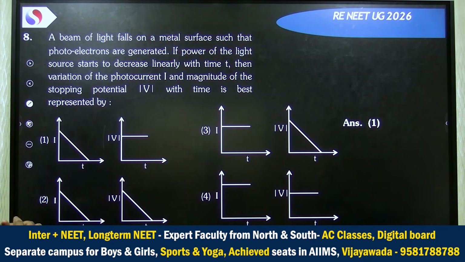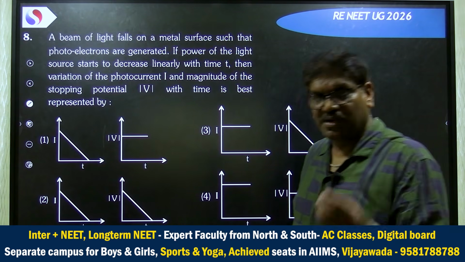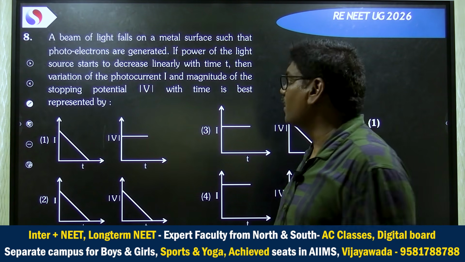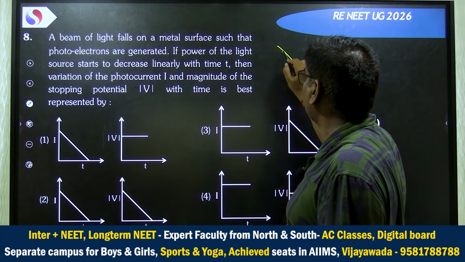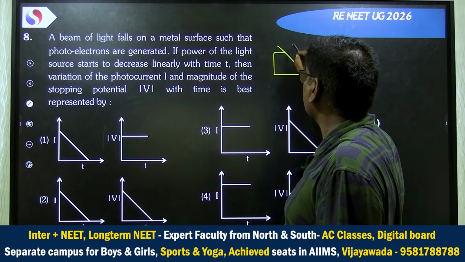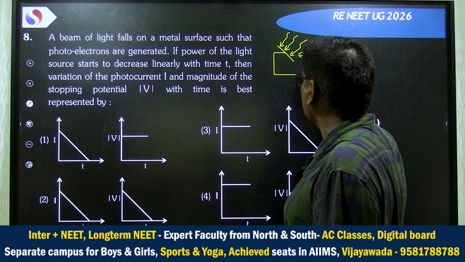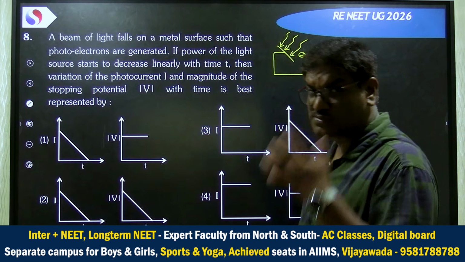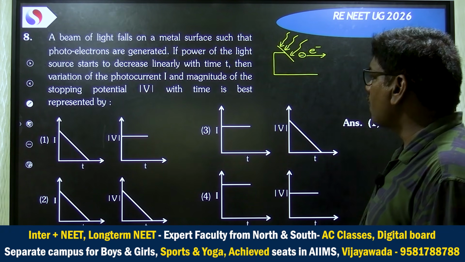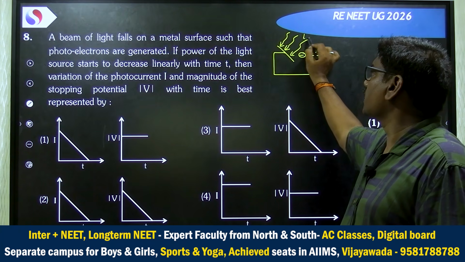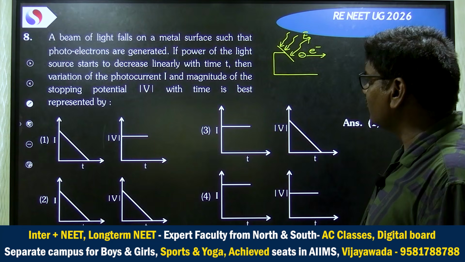Move to the next one. A beam of light falls. Okay, so whenever you see questions with a graph, it will be a bit difficult because interpretation is required. But if you read the question carefully, you will understand very well. It is a case of the photoelectric effect. So these are the photons falling on that metal target, and as a result photoelectrons will be ejected out from the metal. Now, the power of the light. Power of the light means they are talking about the energy of the photons.